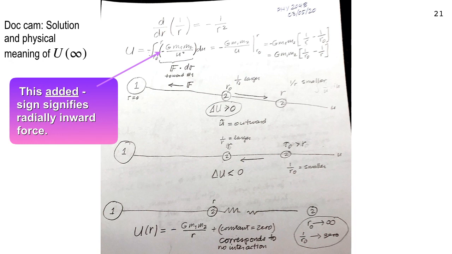So delta U, let's take a look at it. 1 over R0 is going to be small. Let's write it down this way: 1 over R0 is smaller than 1 over R. And so this is going to be delta U here. Now, we don't have any numbers to put in, but it would be a negative number of joules.